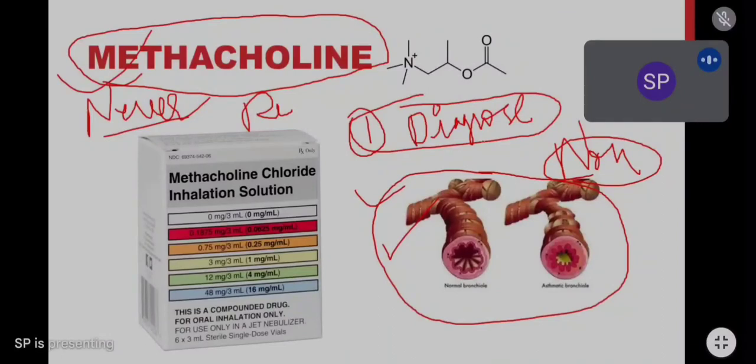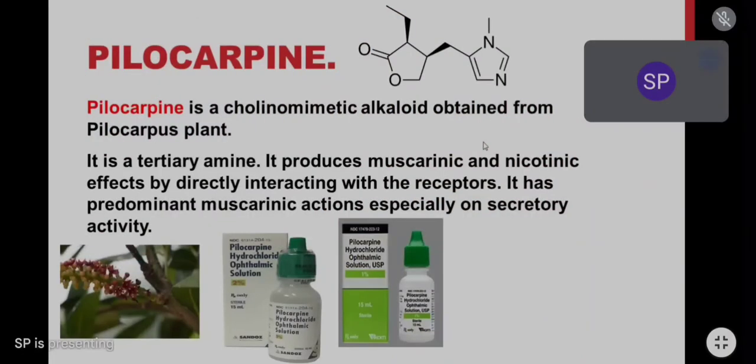Okay, other than this, methacholine ke bare mein kuch nahi hai. Methacholine has all other muscarinic actions, side effects you can write all: gastric acid badha dega, perspiration kar dega, lacrimation, diarrhea, urination, all those things we can see if it is given systemically. Very dangerous compound. Next, cholinesters were done, and now we have alkaloids.